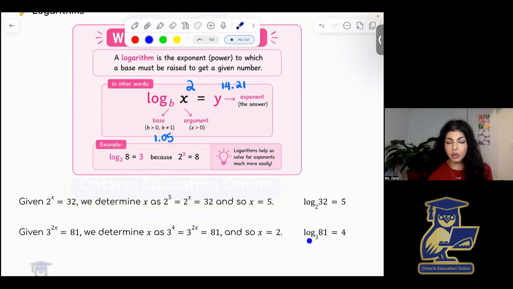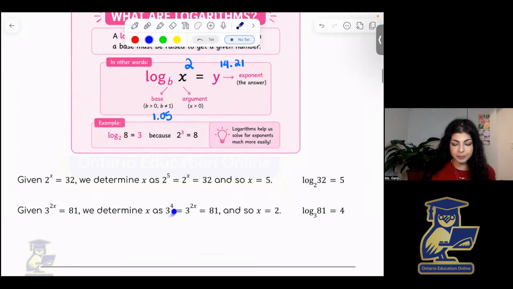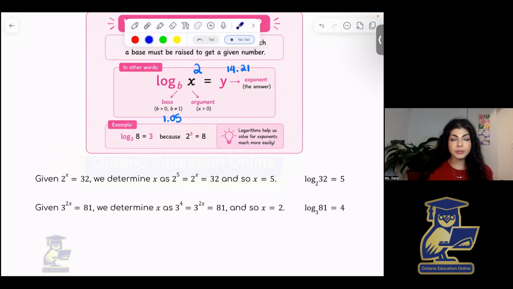So then, the log base 3 of 81 is going to give you 4, which means that 3 to the power of 4 is going to be equal to 81. But remember, the power was 2x, so then x would just be equal to 2. And so if you're solving problems with exponents and you have different expressions there, that's the process you would follow.